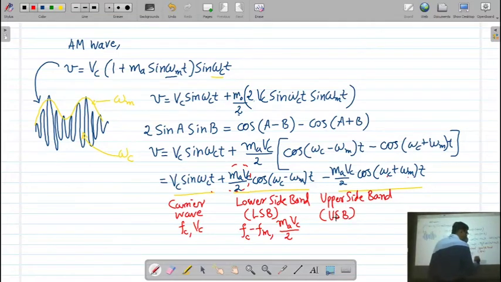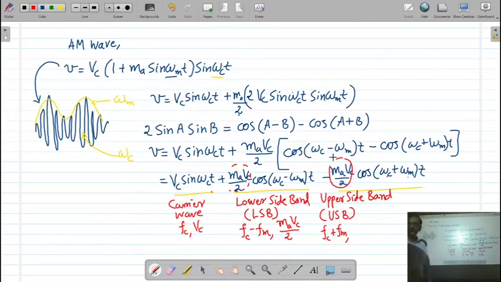So the frequency of the USB is Fc plus Fn. And what is the amplitude? Again you will find the amplitude is Ma Vc by 2. So Ma Vc by 2.